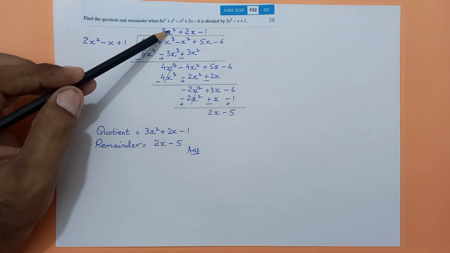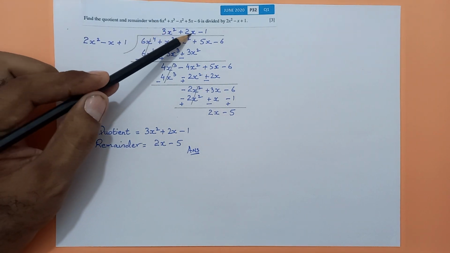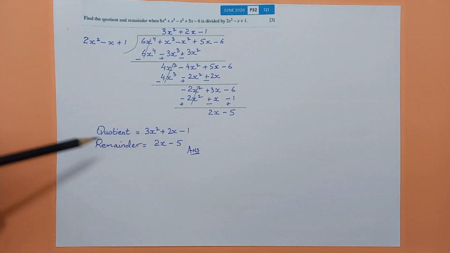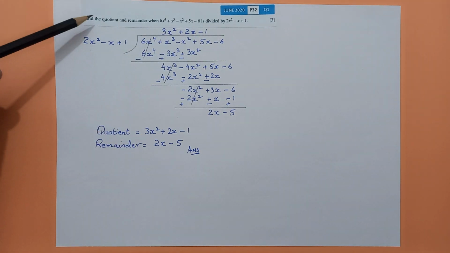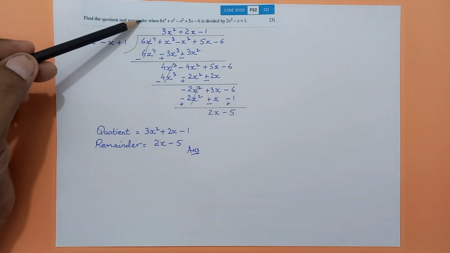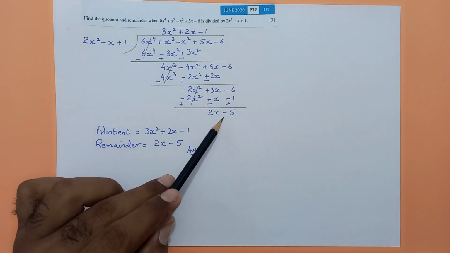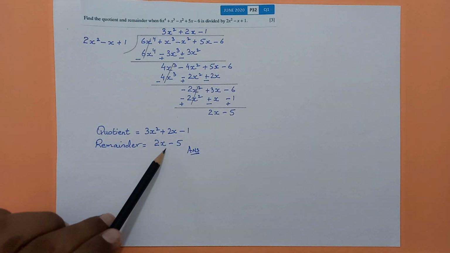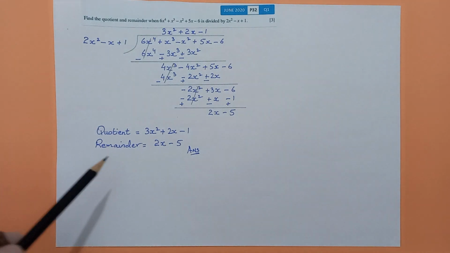So whatever is written at the top, that is 3x^2 + 2x - 1, is basically the quotient, which was asked in the question, find the quotient and remainder. And whatever is left at the bottom, 2x - 5, is the remainder. It was also asked in the question.